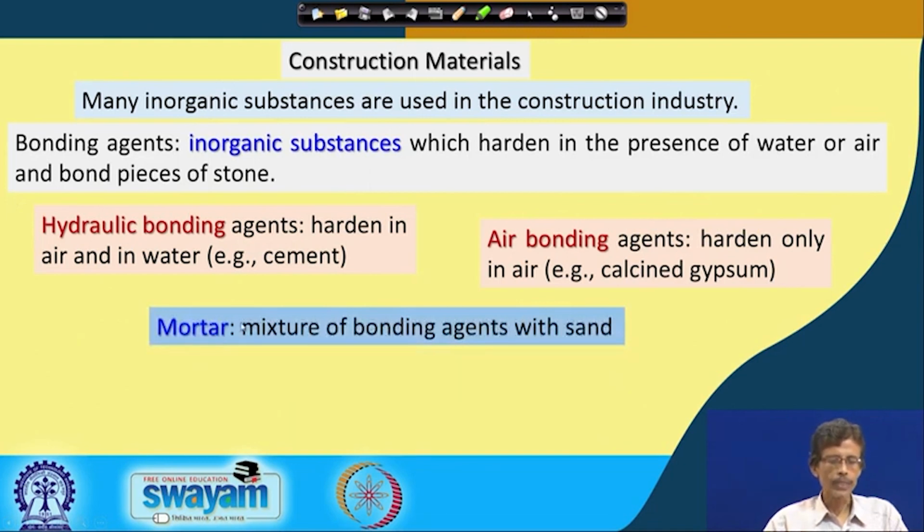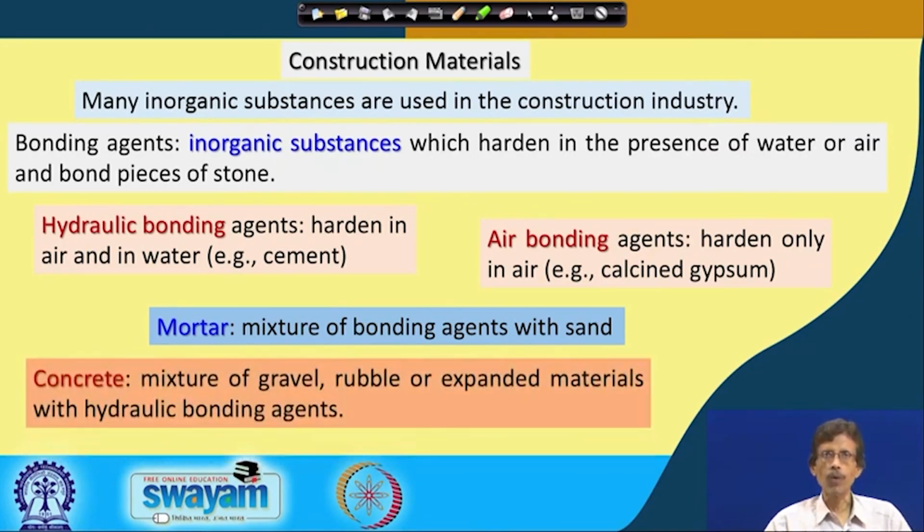Then how do we get the mortar? Mortar is a very important material for making concrete. It is a mixture of bonding agents with sand. You mix cement or calcined gypsum with sand and you get a mixture or slurry, basically some kind of gel or sol. The sol-gel process is also helpful here. These definitions are important: hydraulic bonding, air bonding, and mortar.